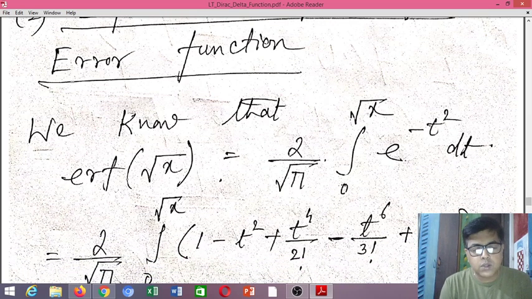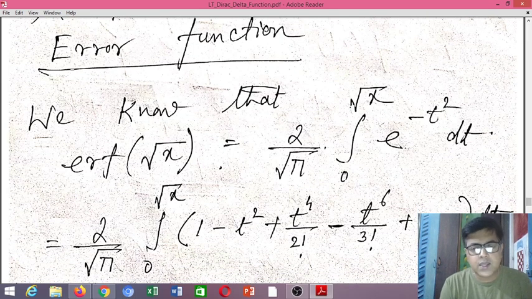Now we need to find the Laplace transform of this error function ERF. Now how do we do it? We do it very simply by first expanding the exponential series. We'll keep everything the same, just expand e to the power minus t squared in an exponential series, which we can easily do. So it will be 2 by root pi integral 0 to root x, and if you expand in an exponential series, you will get 1 minus t squared by factorial 1, factorial 1 is 1, plus t to the power 4, that's t squared whole squared, by factorial 2, minus t squared whole cubed, that is t to the power 6 by factorial 3, and so on, dt.